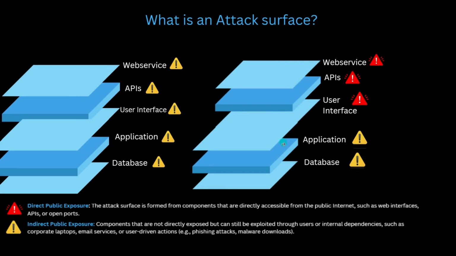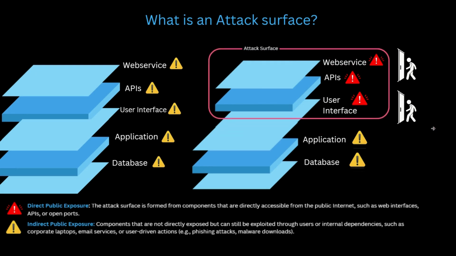The system on the right here, however, is an external facing application, such as a customer portal or a public facing API or a public facing website. And since some of the components like the web service, APIs, and user interface are directly accessible from the internet, they open the entry doors for the attackers to come in through these publicly exposed components. And this increases its attack surface significantly when compared to this internal system. So the key takeaway here is that it is not the total number of components in a system that define an attack surface, but how many of them are exposed publicly.